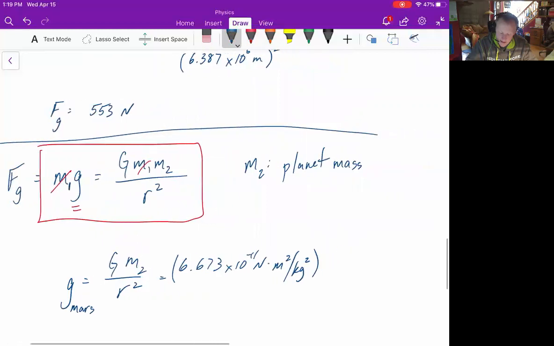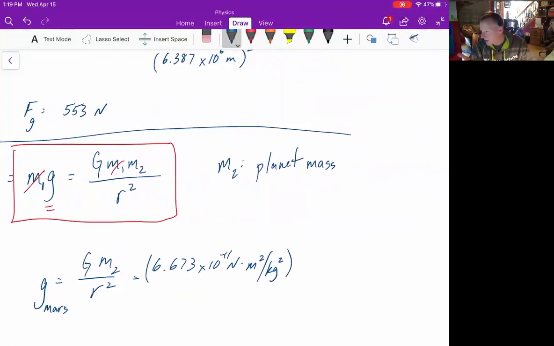Now the mass isn't given directly, but we do know that it is 10.7% the mass of Earth. And remember what the mass of Earth is. I just used it up above. It's 5.97 times 10 to the 24 kilograms. But Mars is only 10.7% of that. So I'm going to multiply that number by 0.107. Now I have the mass of Mars.